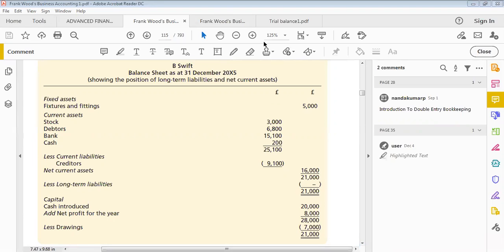Hello? Have you taken a snapshot of this diagram? Yes, sir. Yes. Yes. All right, thanks.